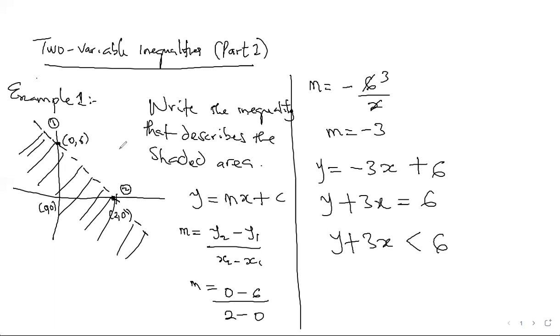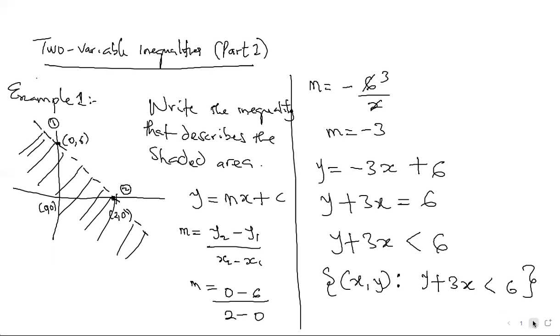So it will be less than, no equals, because there will be no equals because the line is broken. Okay, so that's the solution. If you want to write it in set notation form, you can write it as x comma y such that y plus 3x is less than 6. This is another way you can write it if you want to write it in set notation form.